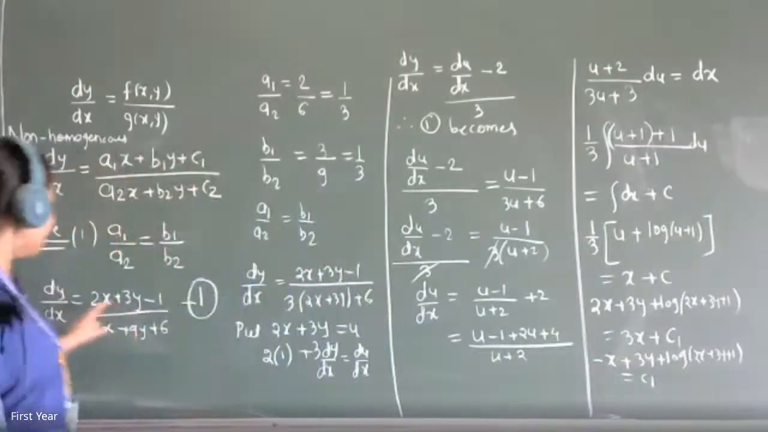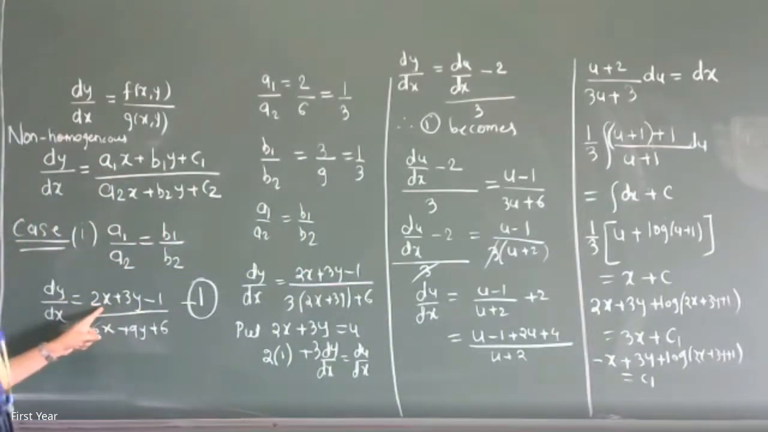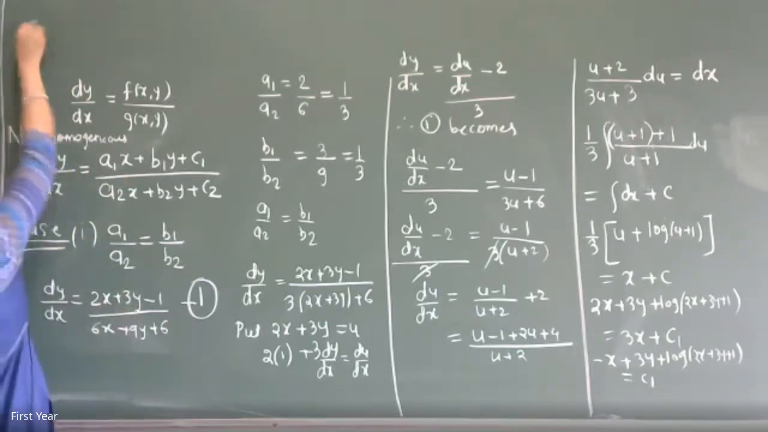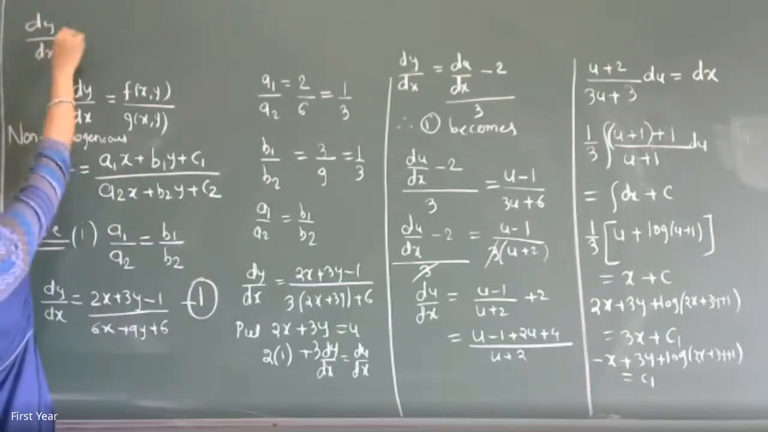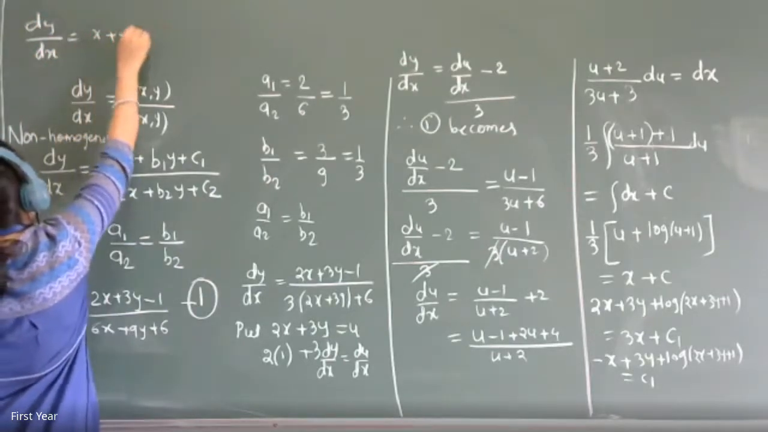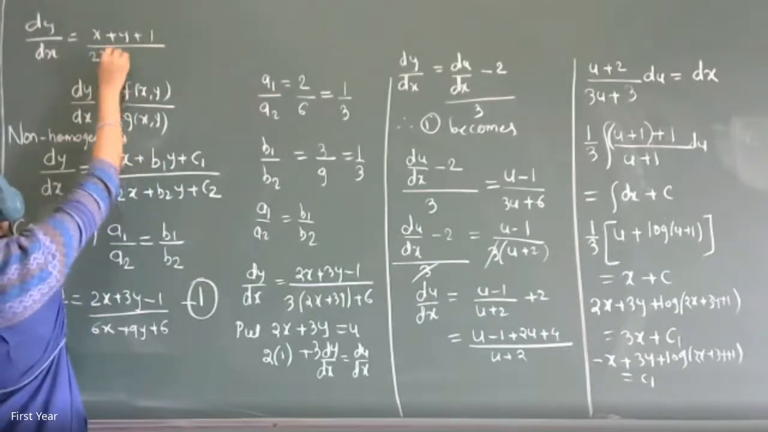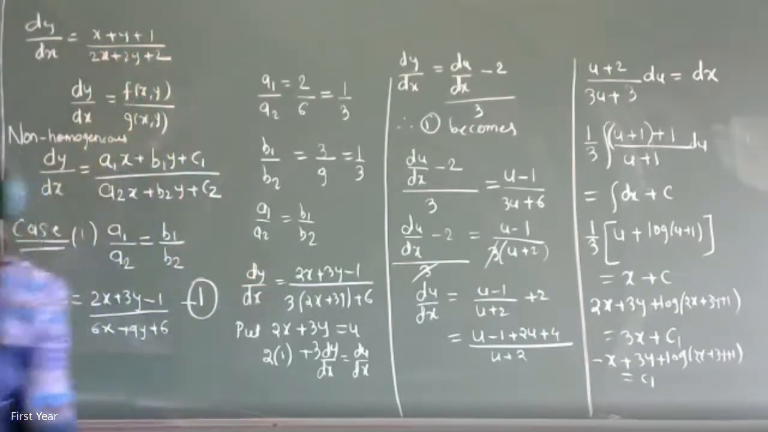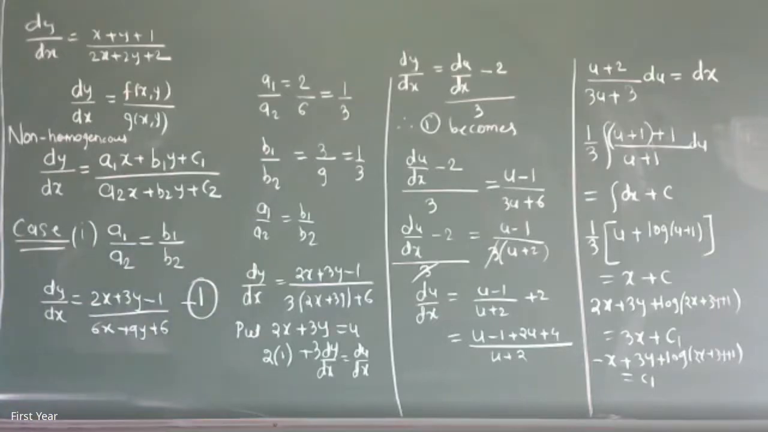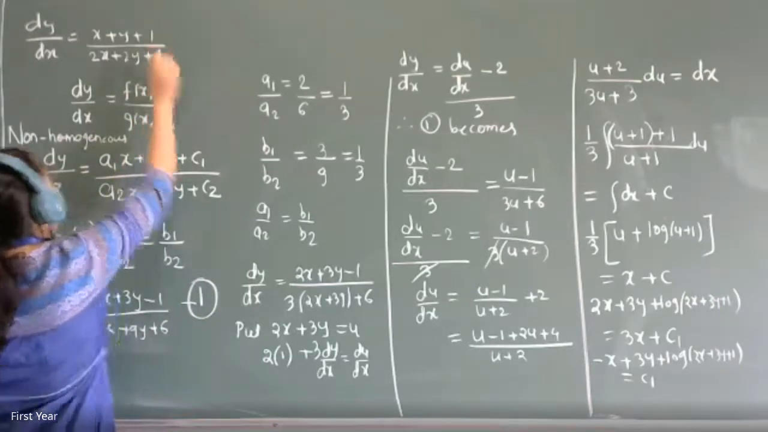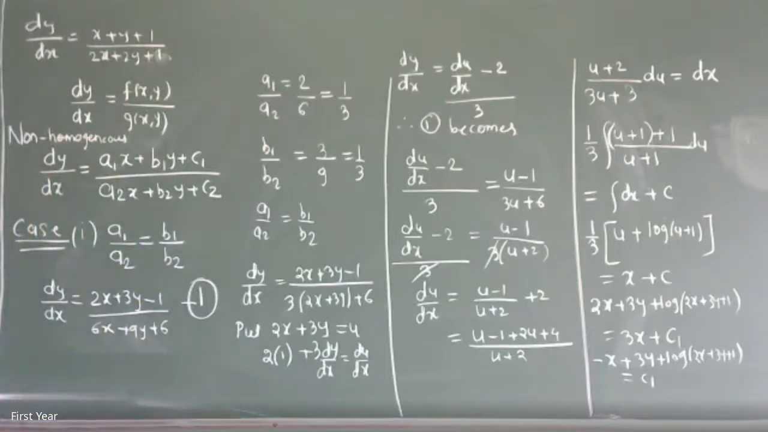Your question is dy by dx is equal to 2x. Just a minute. Those who have already completed it, take out the question and solve it right now, and the remaining students can do it at home tomorrow. Okay. The question is, solve the differential equation dy by dx is equal to x plus y plus 1 upon 2x plus 2y plus 1. Okay, we have completed this.